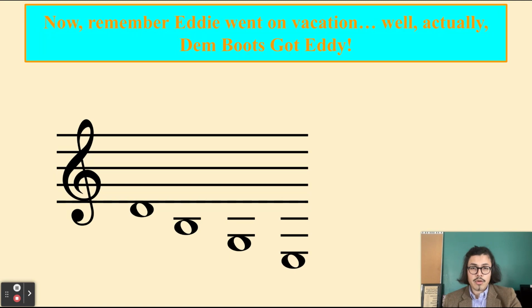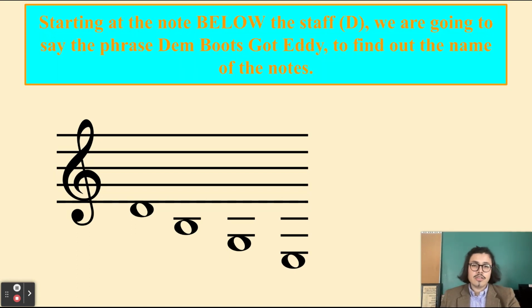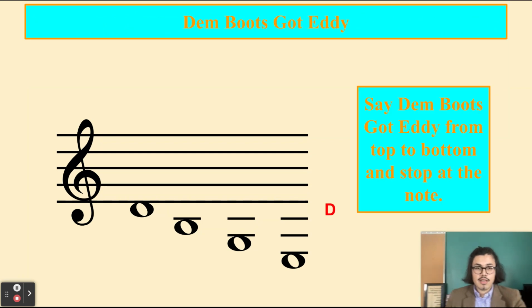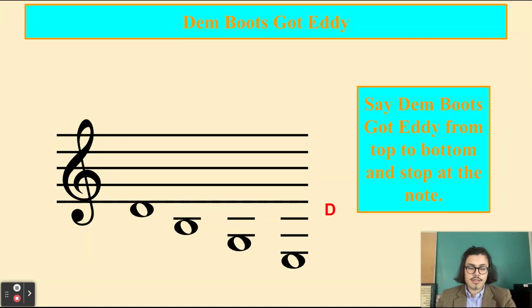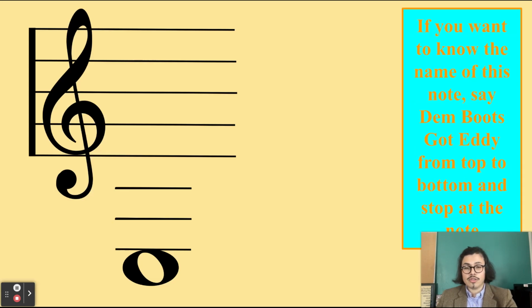So we're going to remember that Eddie went on vacation. Well, actually, "them boots got Eddie." This is something I made up to make sense of going backwards. So starting at the note below the staff, D, we're going to say the phrase "Them boots got Eddie" to find out the name of the notes. Just like we did before with green boots don't fit. So, "Them boots got Eddie" from the top to the bottom. Here we go. "Them boots got Eddie." D, B, G, E. So this phrase can help us figure out the notes that are below the staff.